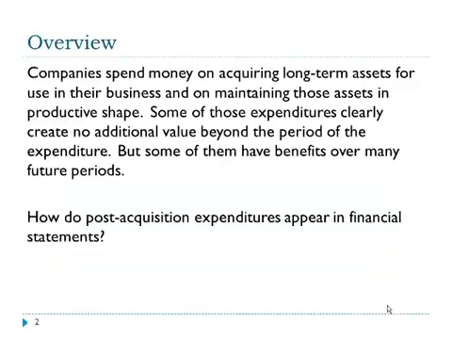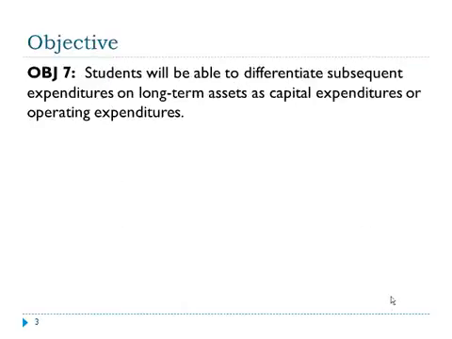Companies spend money on acquiring long-term assets for use in their business and on maintaining those assets in productive shape. Some of those expenditures clearly create no additional value beyond the period of the expenditure, but some of them have benefits over many future periods. How do post-acquisition expenditures appear in financial statements? The objective here is students will be able to differentiate subsequent expenditures on long-term assets as capital expenditures or operating expenditures.